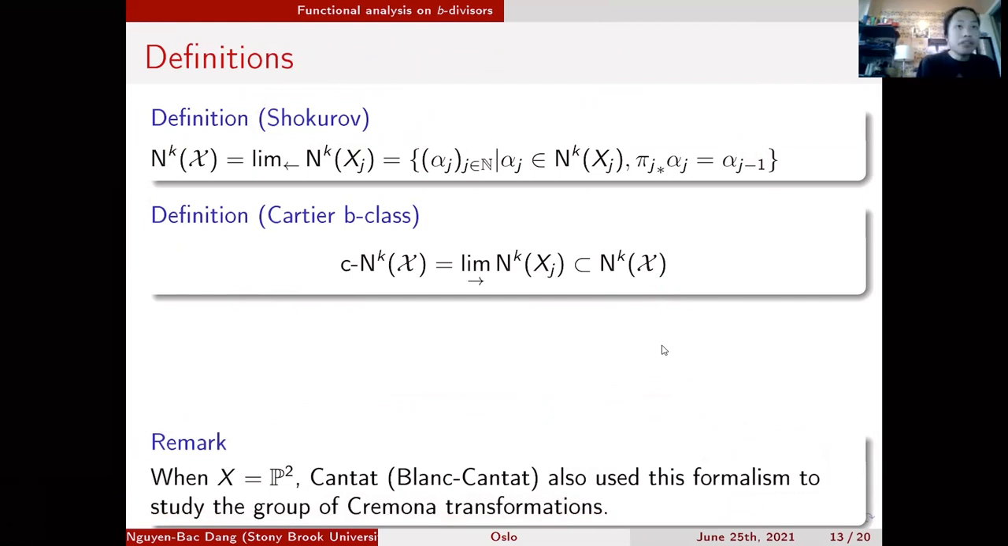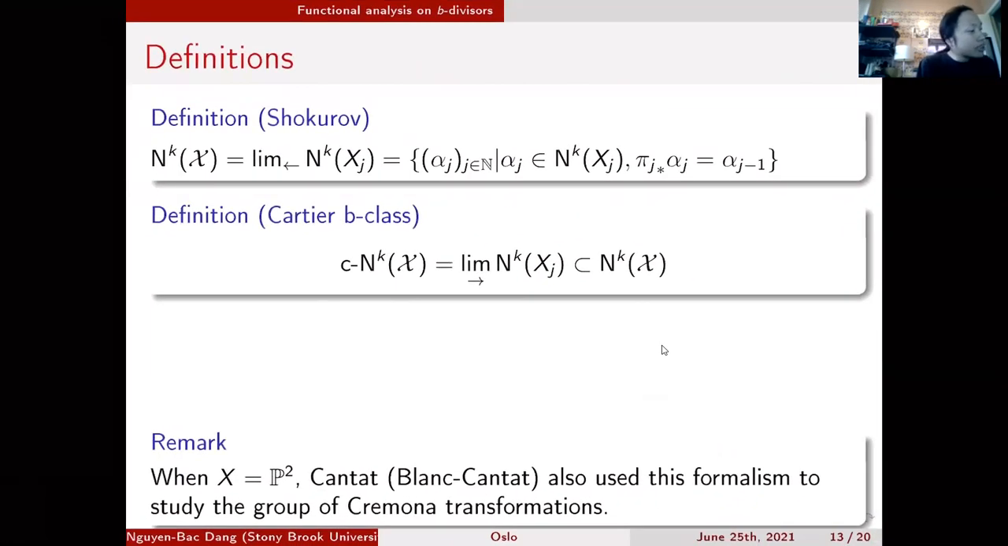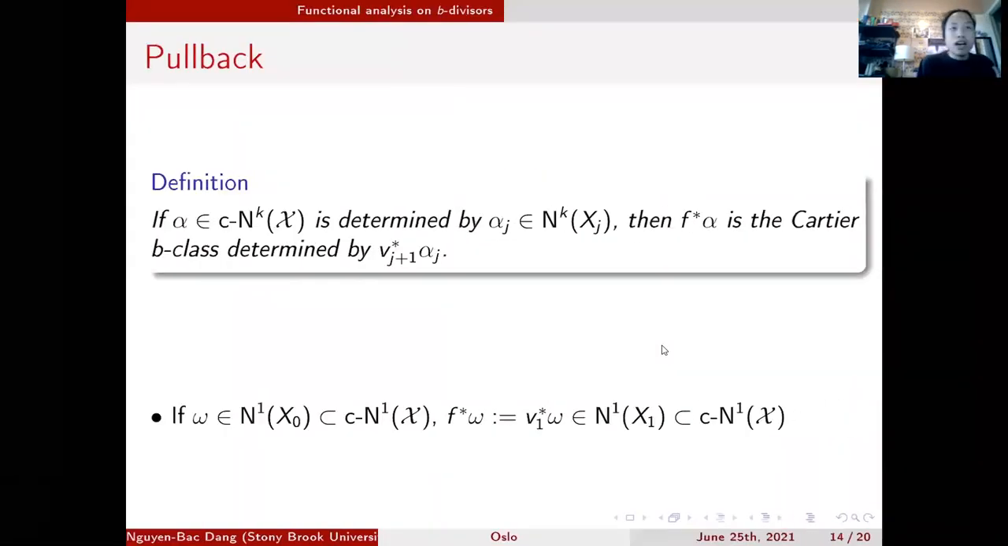Okay, so now let me tell you how. So you have this vector space. It's good because it's a vector space. The problem is it is infinite dimensional. But let me tell you how the pullback works.